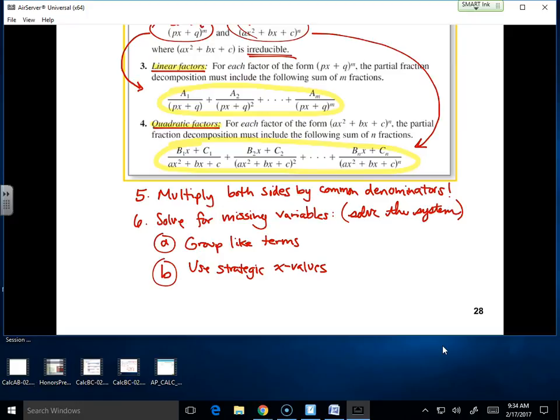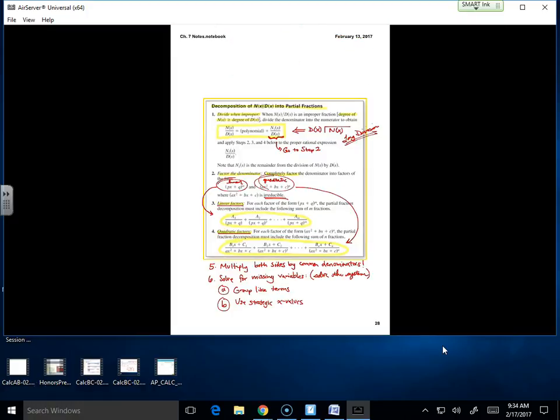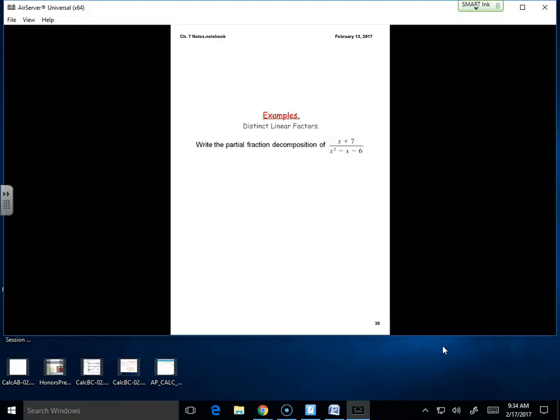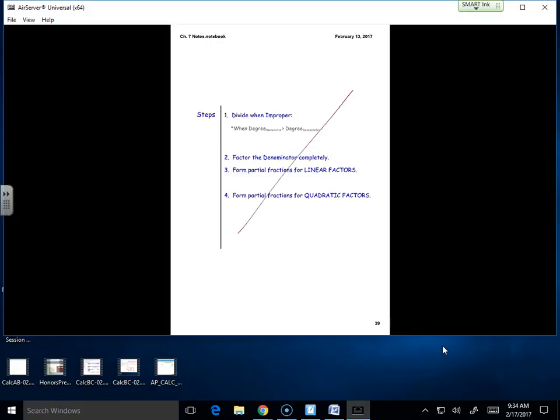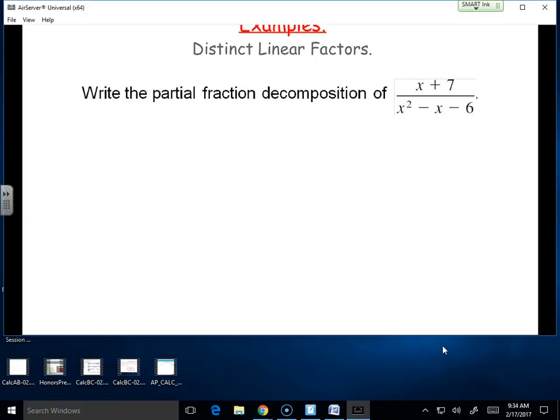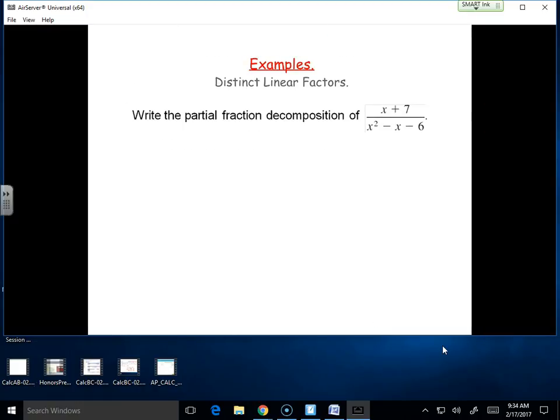Alright, partial fractions, little baby puzzles, we've got to break them apart. Let's see if we can get two examples done, okay? Here we go, the first example. This is an easy example, but it's not going to be easy yet necessarily.